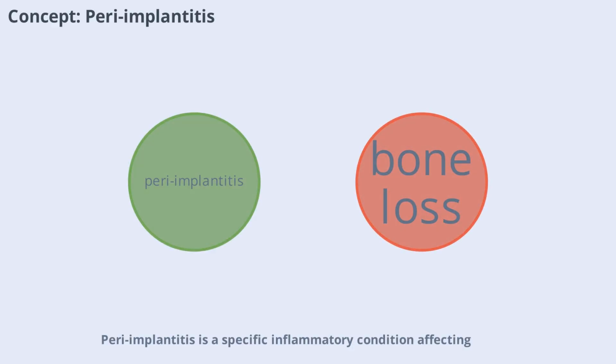Peri-implantitis is a specific inflammatory condition affecting the tissues and bone around dental implants. It is characterized by progressive bone loss and soft tissue inflammation, which, if left untreated, can lead to implant failure. Early detection and management are crucial for preserving implant function and oral health.